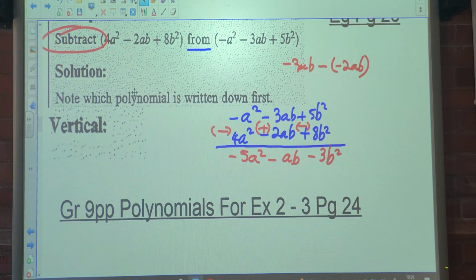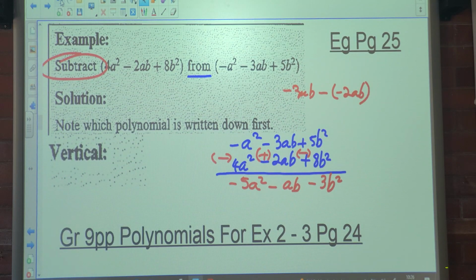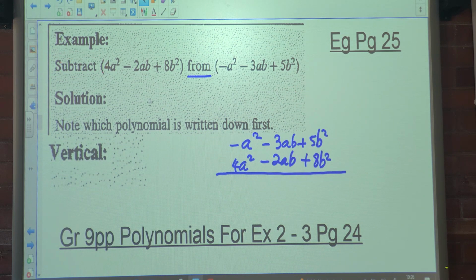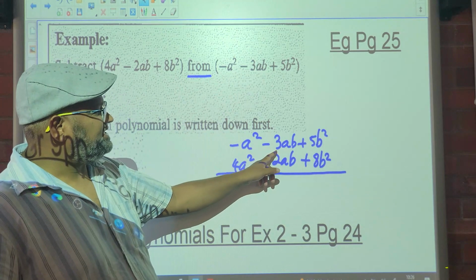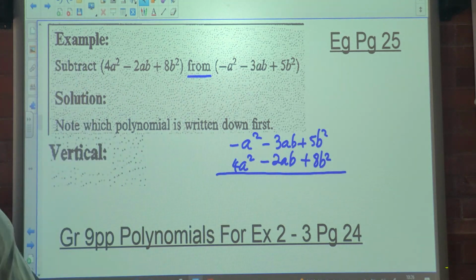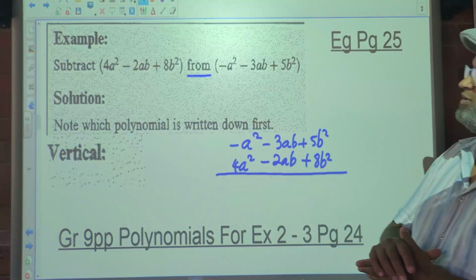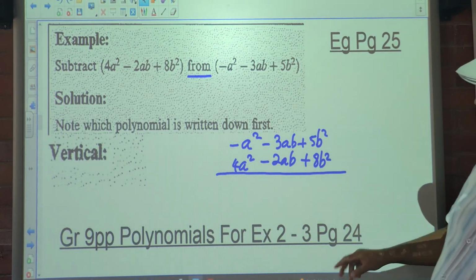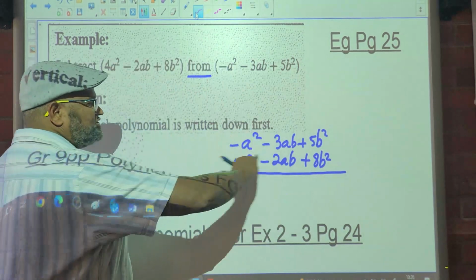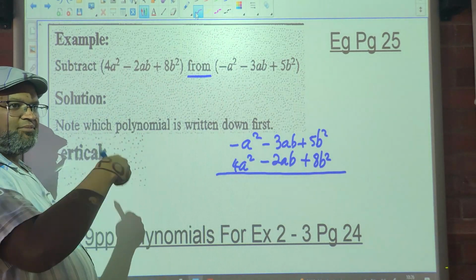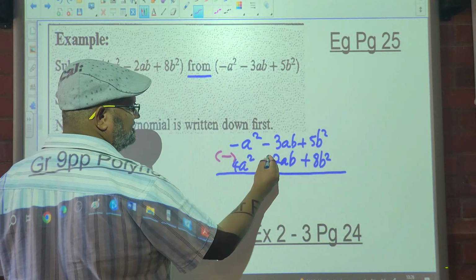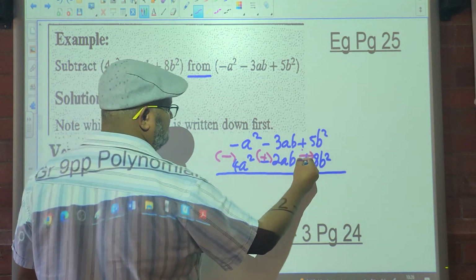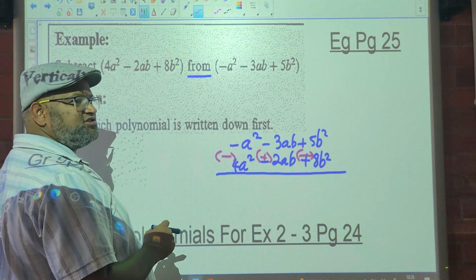What I could have also done was say straight away that if it comes to a subtraction sign, whatever follows from my right, first. So it's going to be negative a squared minus 3ab plus 5b squared must be subtracted by 4a squared minus 2ab plus 8b squared. Because I'm doing subtraction, I just change the signs on the bottom line to the opposite sign. What's opposite to minus? Plus. What's opposite to plus? Minus.